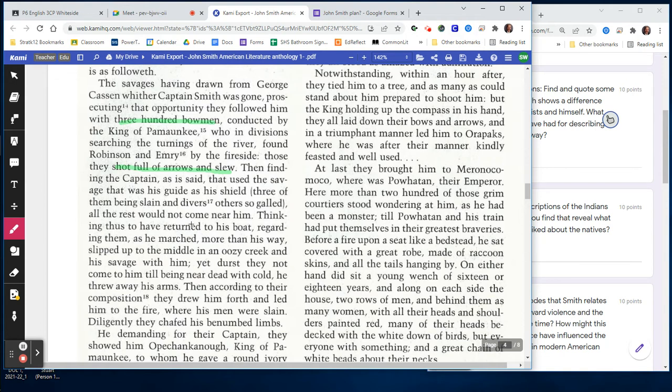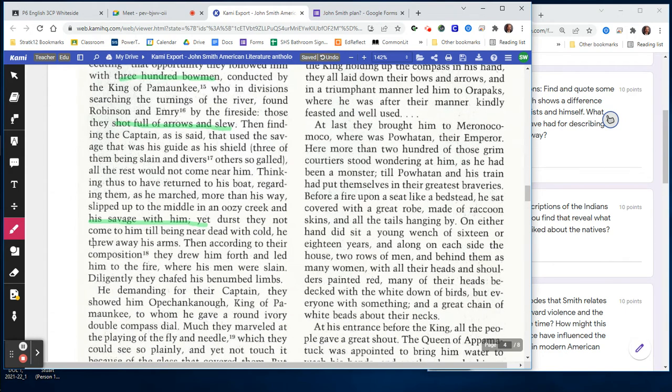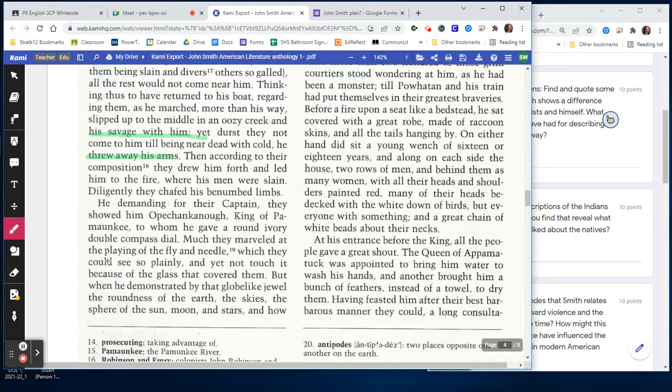Thinking thus to have returned to his boat, regarding them as he marched more than his way, slipped up the middle of an oozy creek, and his savage with him, yet durst they not come to him till, being near dead with cold, he threw away his arms. So finally he gave up. Then, according to their composition, they drew him forth and led him to the fire, where his men were slain. Diligently they chafed his benumbed limbs. So somehow they killed everybody except for Captain Smith.